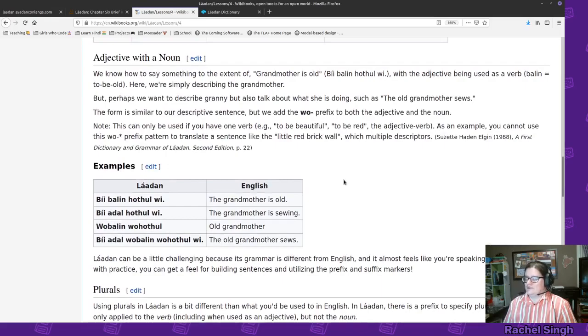Okay, so now getting to adjectives. If you wanted to say the old lady and not just the lady is old. So the lady is old, well, I have it right here, would be old grandmother. Anyone can see this is a declaration. So that was the sentence form we covered last time.